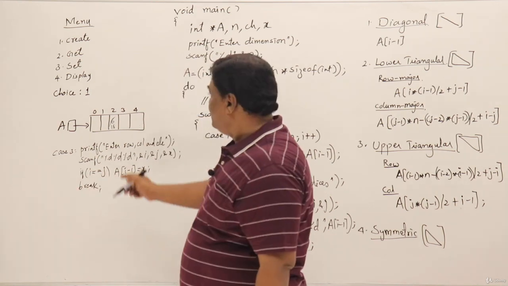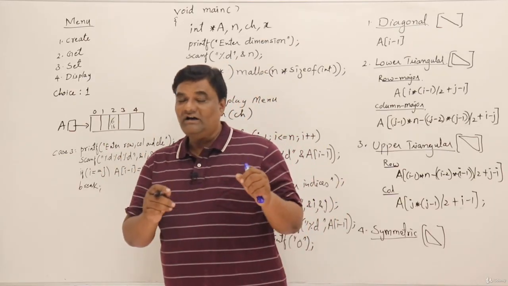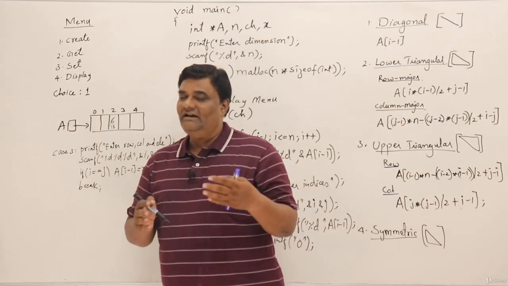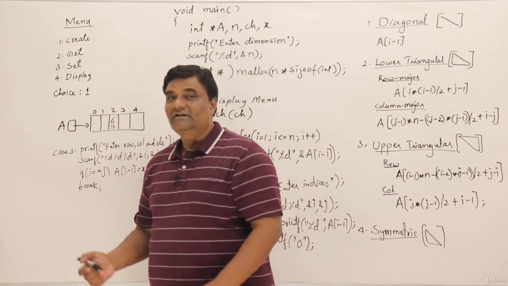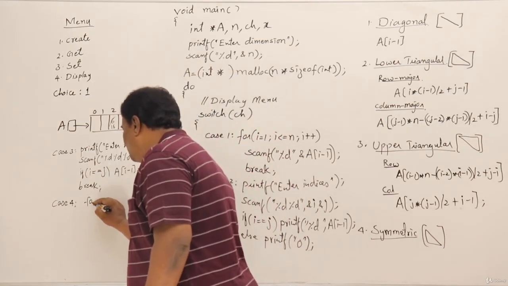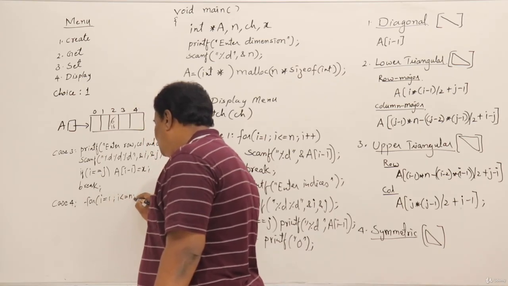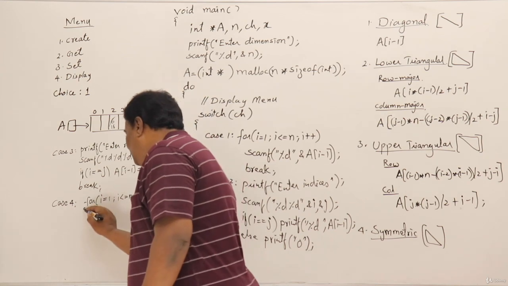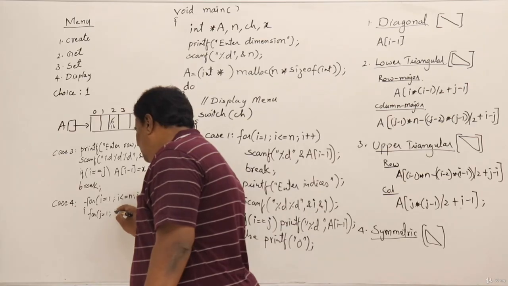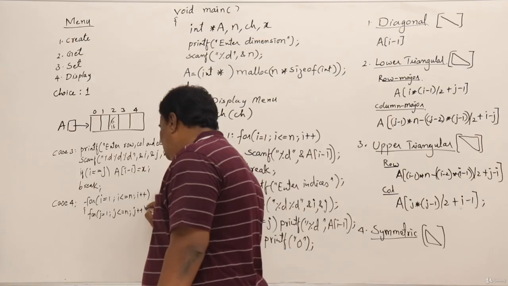Then break. Then the last option, display. Displaying the complete diagonal matrix. I want to display it as a matrix only, that is two-dimensional. So for two-dimensional, I have to use two nested for loops. So let us write case 4. First for loop, for i assign 1, i is less than or equal to n, i plus plus, and for j assign 1, j is less than or equal to n, j plus plus.